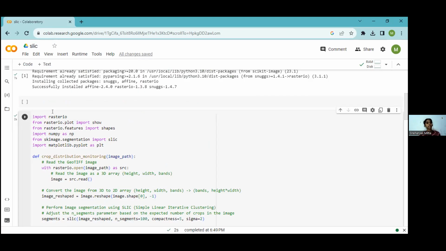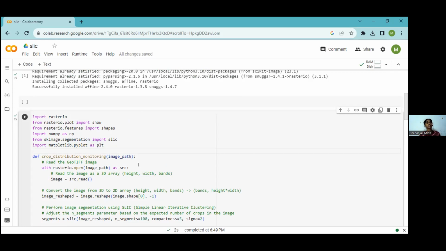Then the code explanation. I have imported rasterio. From rasterio.plot, I have imported show, which shows the plot area. From rasterio.features, I have imported shapes. I imported numpy as np. From skimage.segmentation, I have imported the SLIC algorithm. And I imported matplotlib.pyplot as plt.